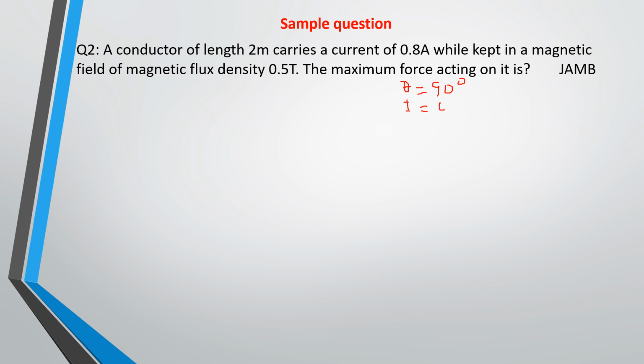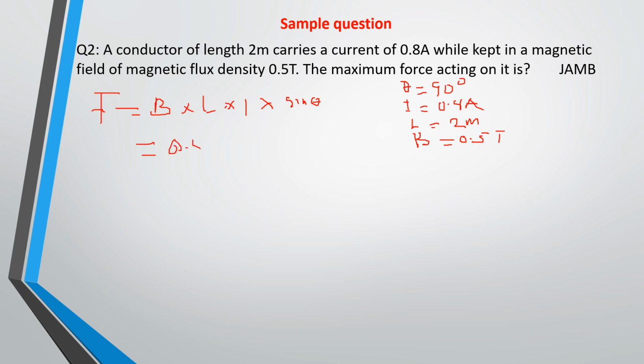We'll just put in your variables. Current is 0.8 amp, length is given to you to be 2 meters, and your flux density B is given to you to be 0.5 Tesla. Just put them into your formula. Write your formula: F is equal to B multiplied by L times I times sine theta. Okay, so put your values.